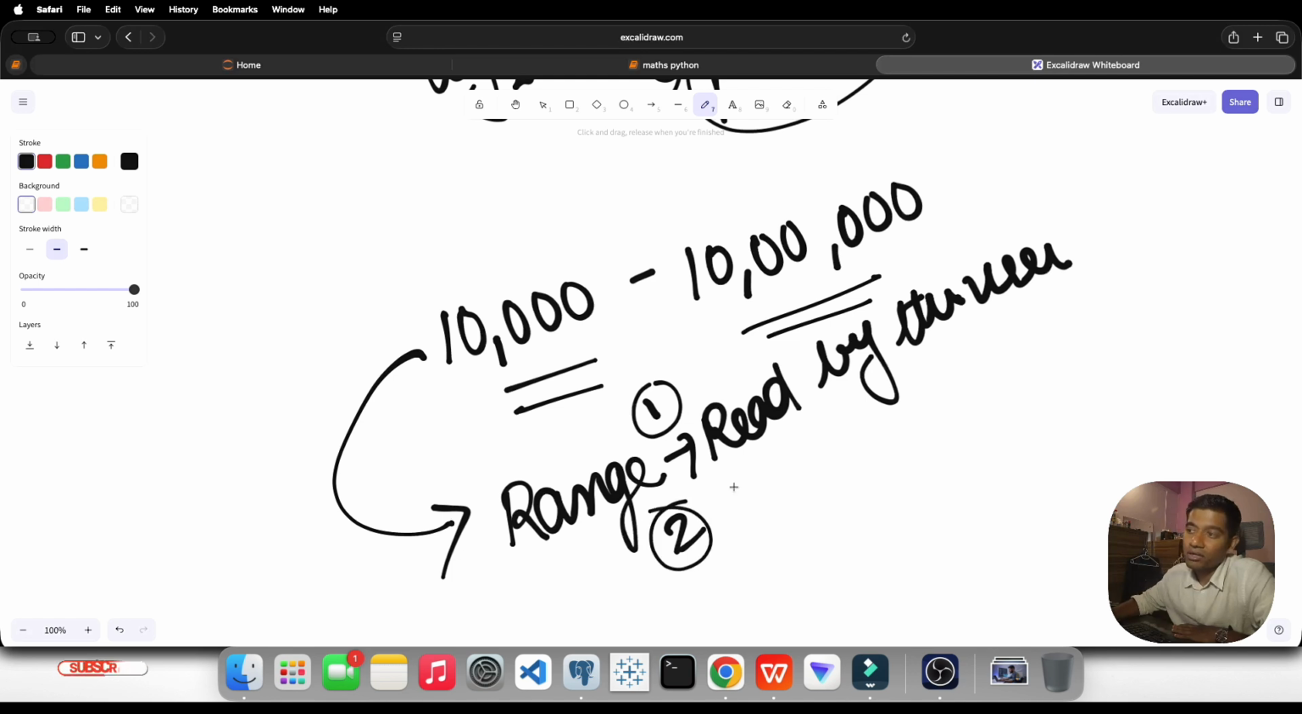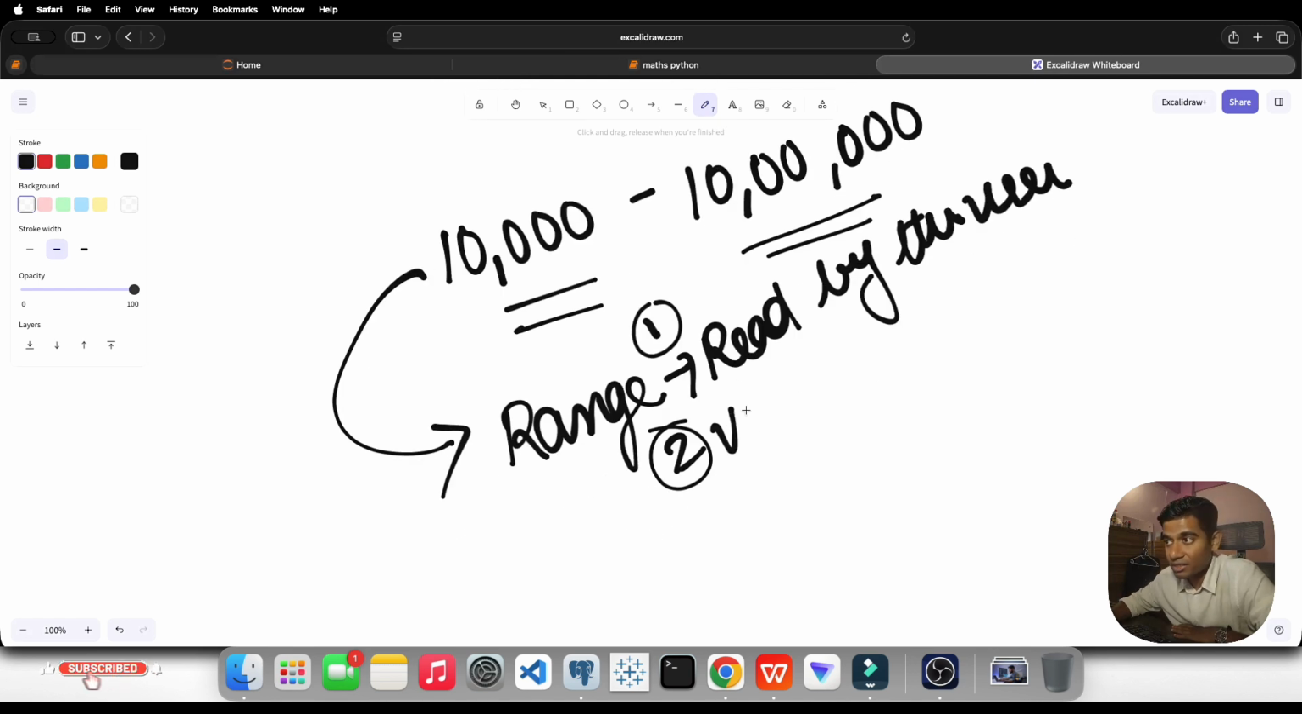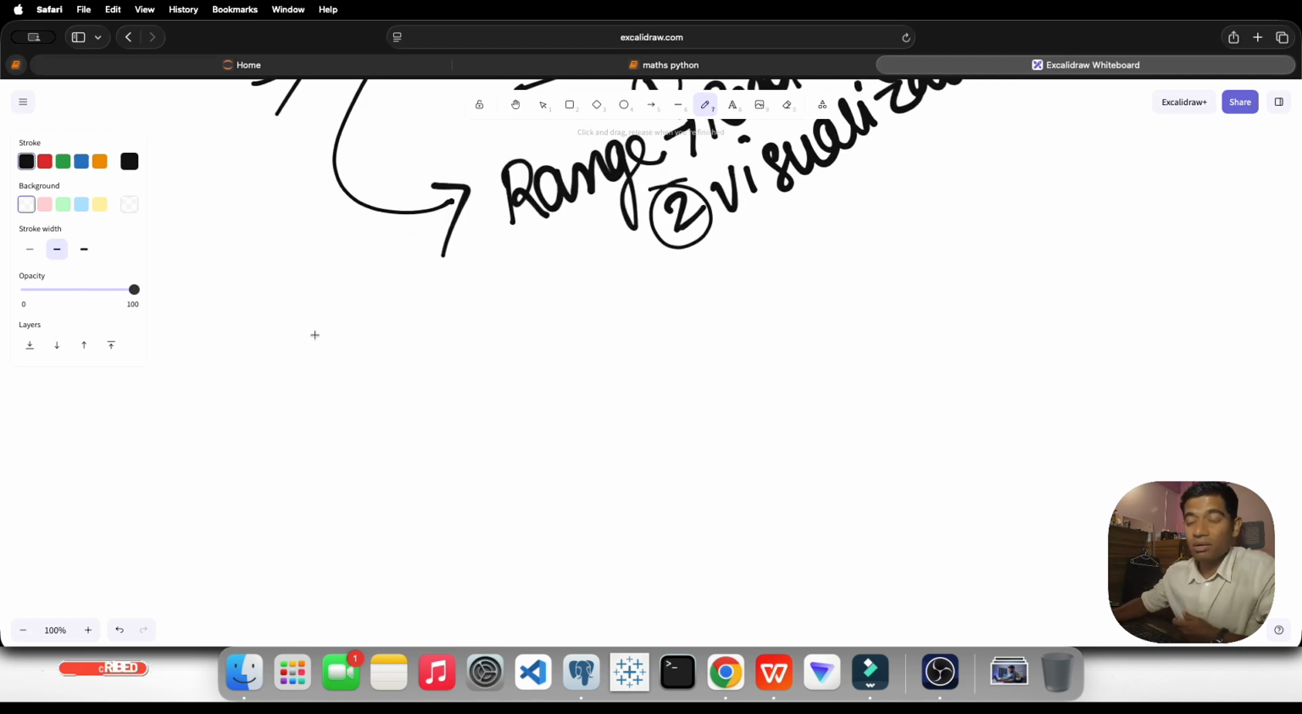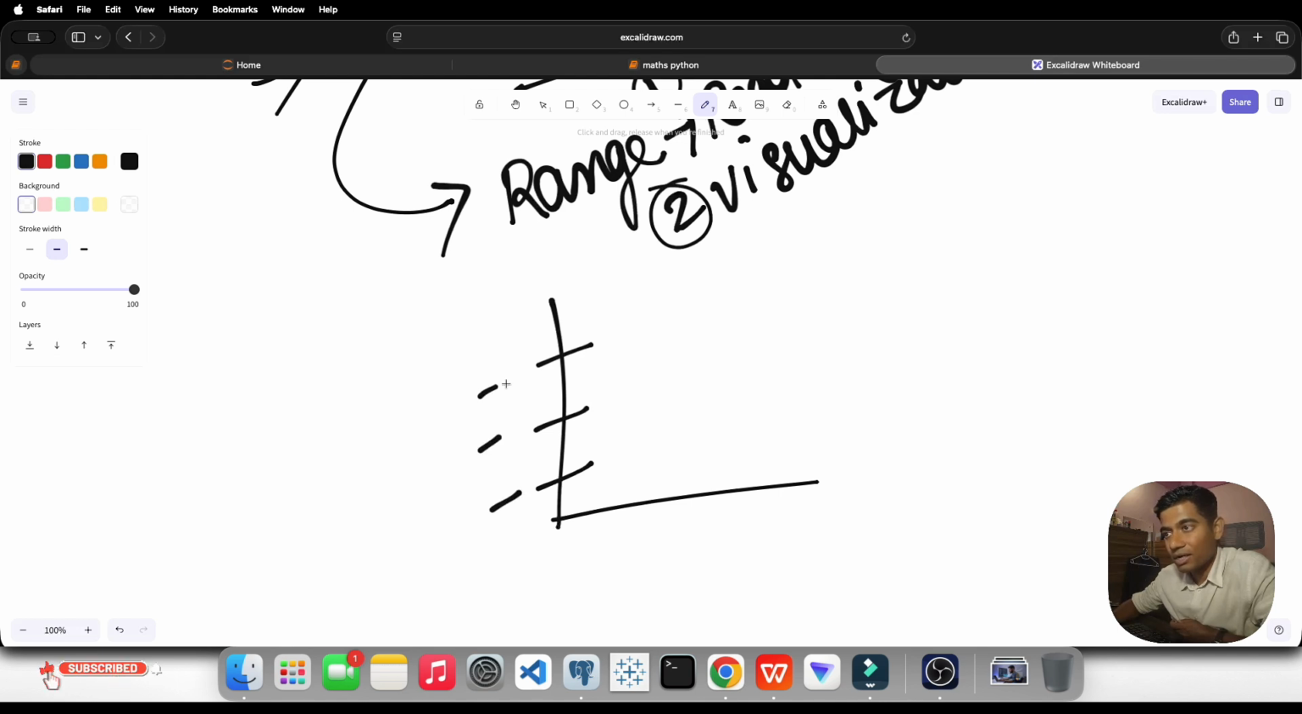Second point, most probably during visualization, if you take this kind of range or this kind of number, the graph will be huge, the difference of numbers in the graph will be huge. So to make it small we use log here.